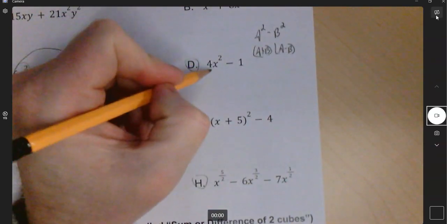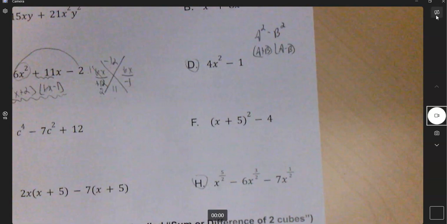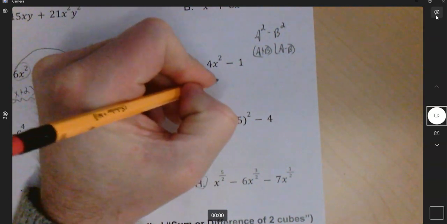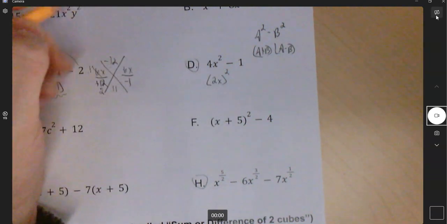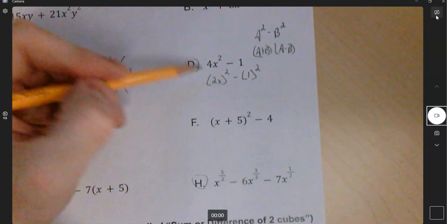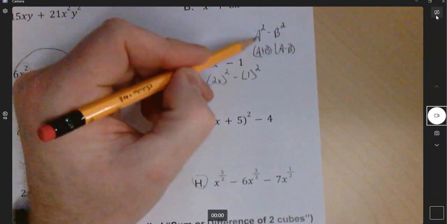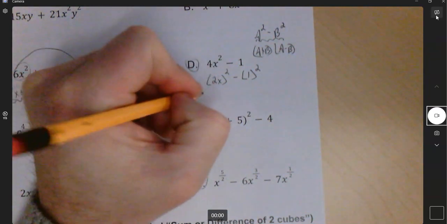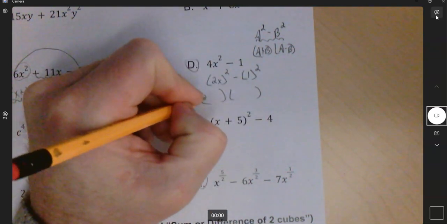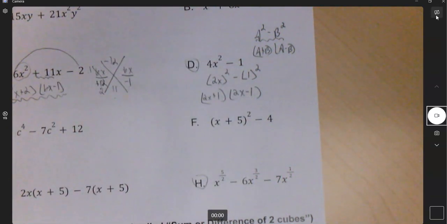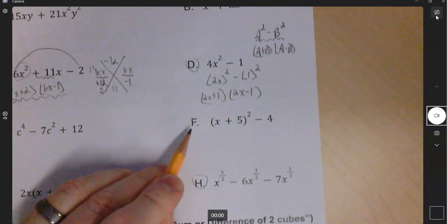So if I can write this as 2 things being squared with a subtraction sign between them, and I can, if I just wrote this as 2x quantity squared minus 1 squared, that's the exact same thing. These are the exact same thing, and I fit that stipulation. It's 2 things being squared with a minus sign. It will always factor to the first one plus the second, and the first one minus the second. 2x plus 1, 2x minus 1.